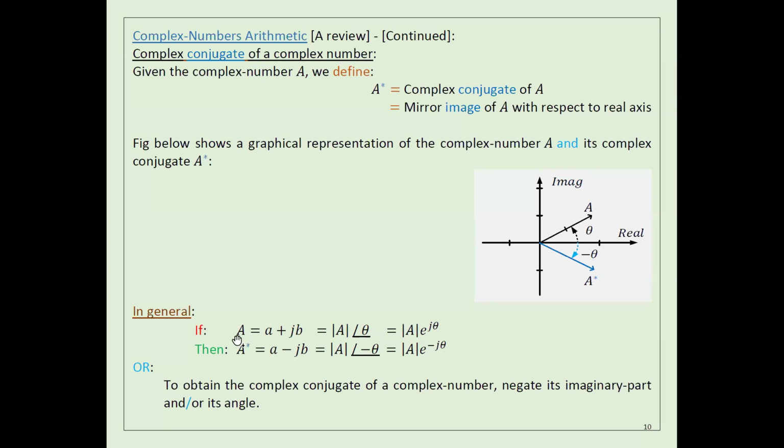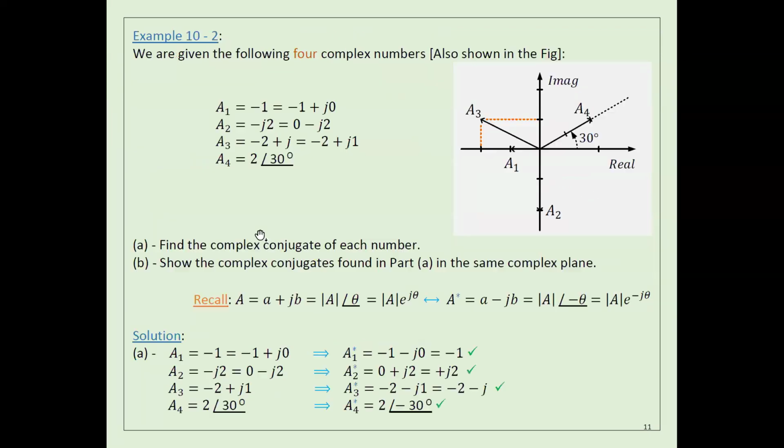So what is the meaning of a conjugate? A conjugate, as I'm reading here, is a mirror image of A with respect to the real axis. As you see here, this is A and this is the conjugate of A. So it's going to be like a mirror of A, with respect to the real axis. Okay.